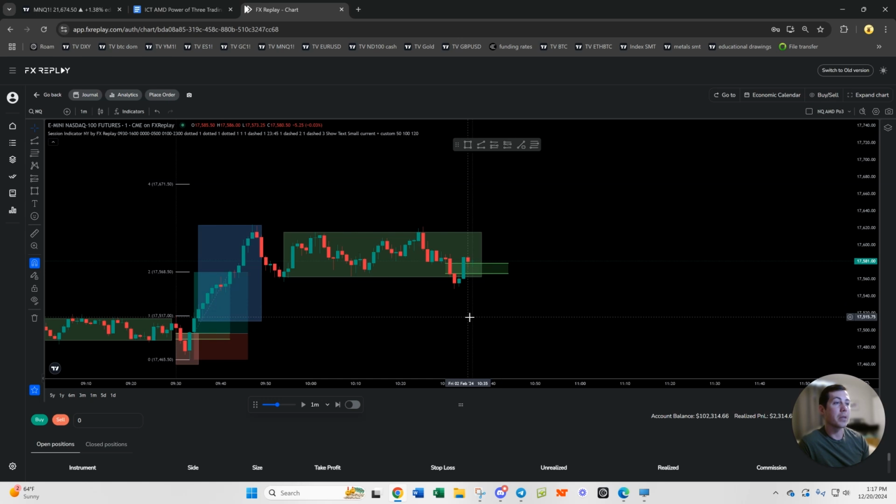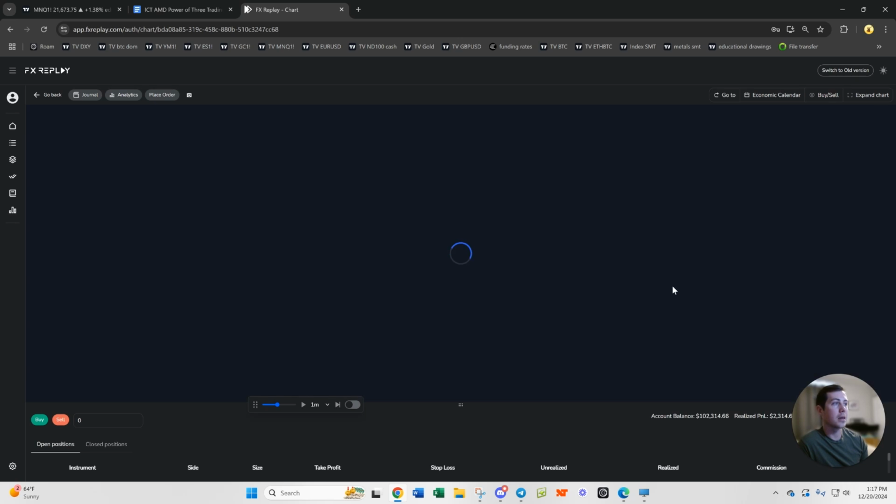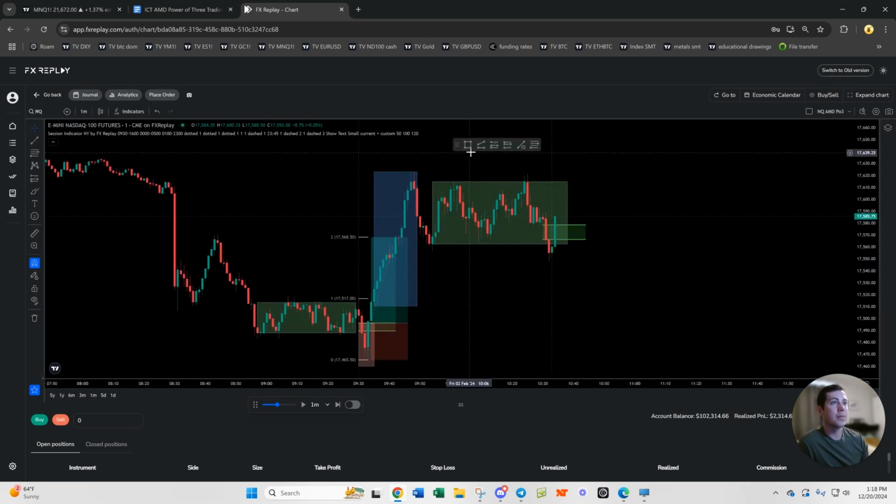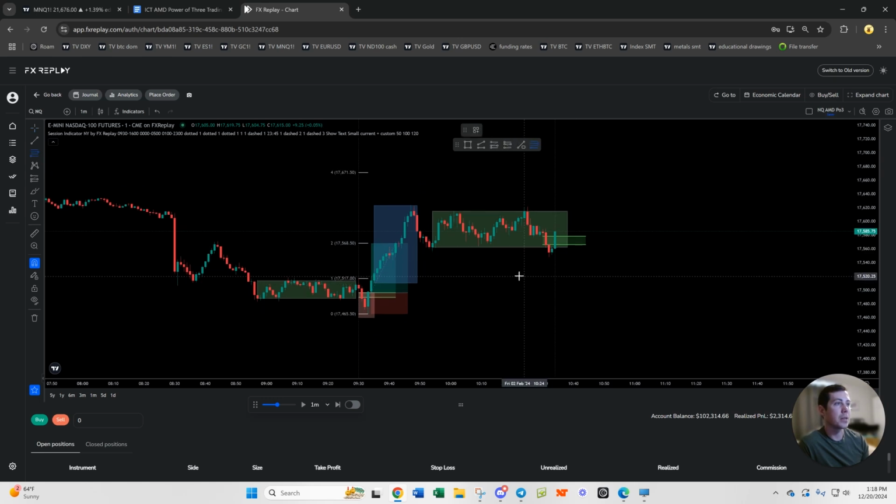I actually need to replay back a couple candles, because as soon as this fair value gap is inverted, that's when you're going to place the trade. So I'm going to right click, replay to this date, and it'll take me back to where I needed to place the trade. All right, so take the fib retracement for the manipulation leg.